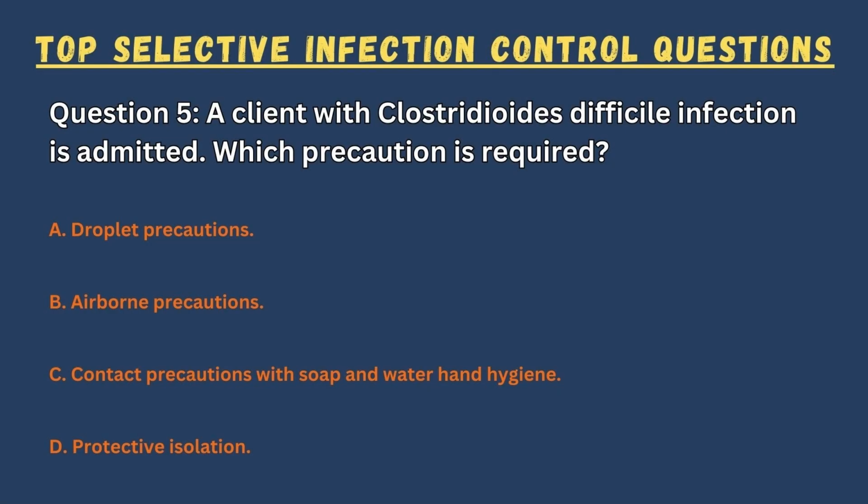Question 5. A client with Clostridium difficile infection is admitted. Which precaution is required? A. Droplet precautions. B. Airborne precautions. C. Contact precautions with soap and water hand hygiene. D. Protective isolation.